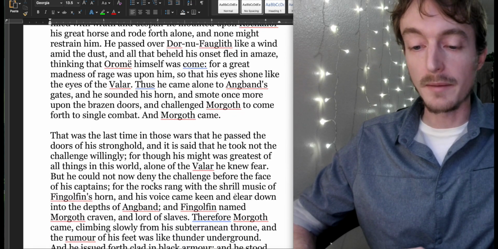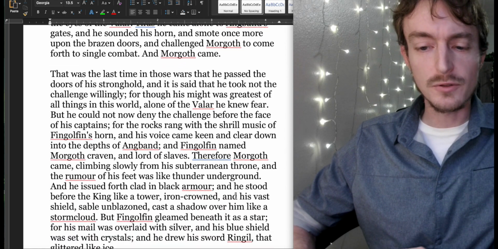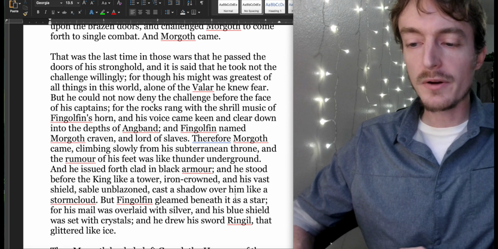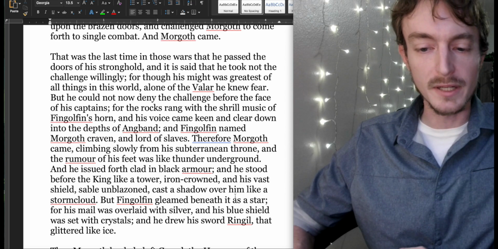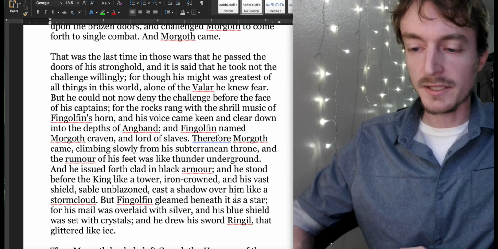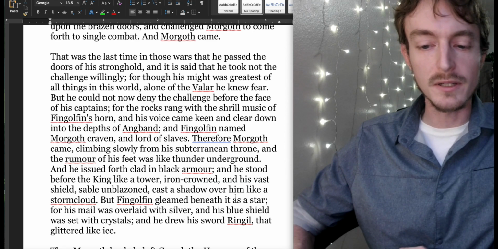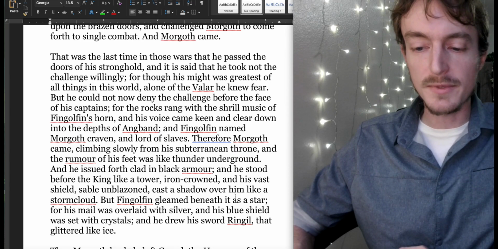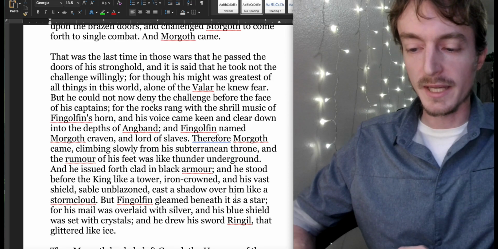And Morgoth came. This was the last time in those wars that he passed the doors of his stronghold, and it is said that he took not the challenge willingly, for though his might was greatest of all things in this world, alone of the Valar he knew fear. But he could not now deny the challenge before the face of his captains, for the rocks rang with the shrill music of Fingolfin's horn, and his voice came keen and clear down into the depths of Angband, and Fingolfin named Morgoth Craven, the Lord of Slaves.